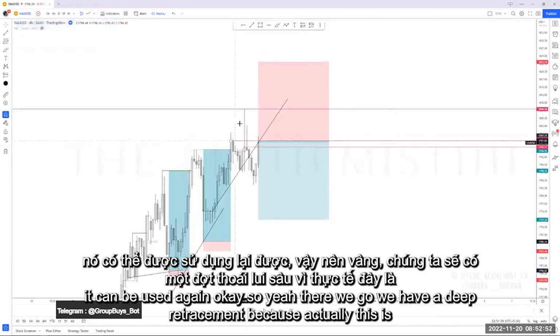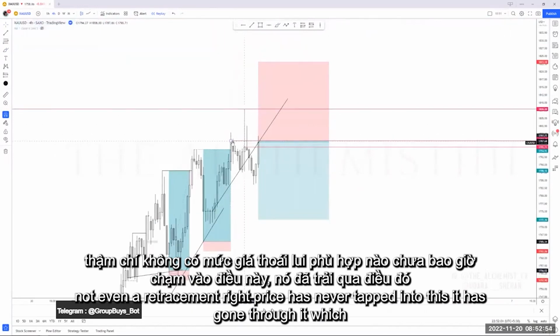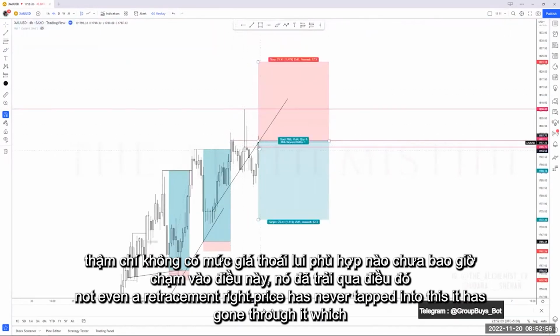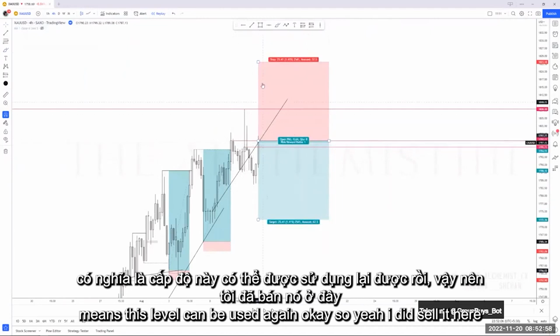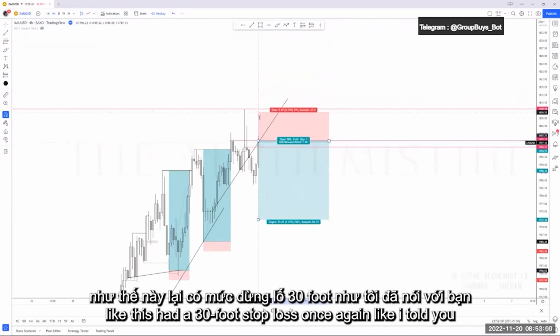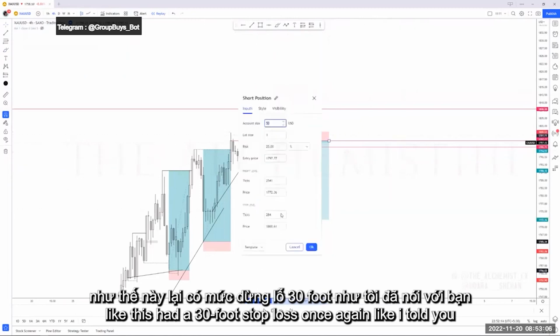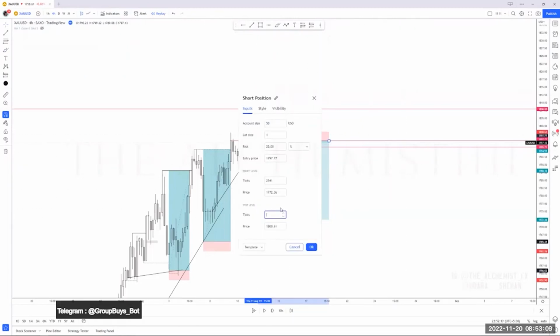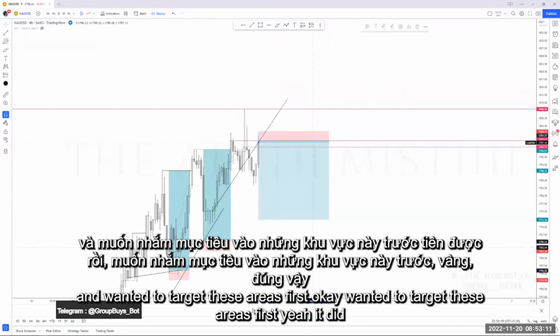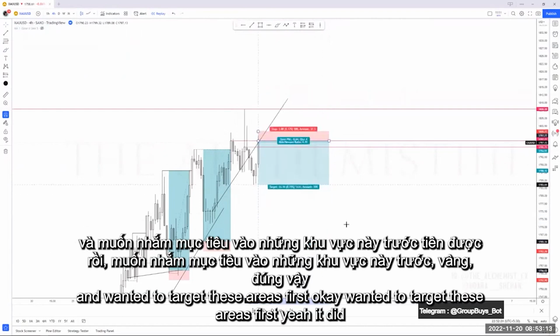We have a deep retracement because actually this is not even a retracement, right? Price has never tapped into this. It has gone through it, which means this level can be used again. So yeah, I did sell it here, like this, had a 30 pip stop loss once again, like I told you, and wanted to target these areas first.